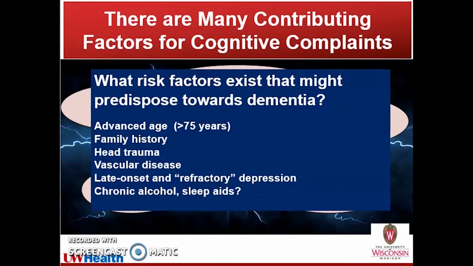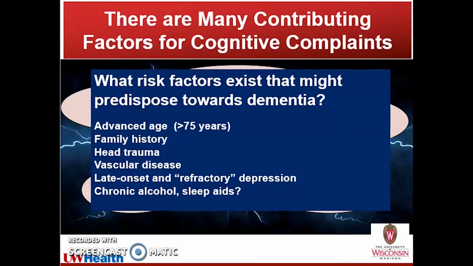As we interact with individuals who complain of memory problems or have others who are concerned about their memory, it's very important that we think about risk factors and we ask about these risk factors early in the interaction. So, as I mentioned, advanced age can be a contributing factor. In fact, above age 85, the prevalence of some form of cognitive impairment is approximately 40%.